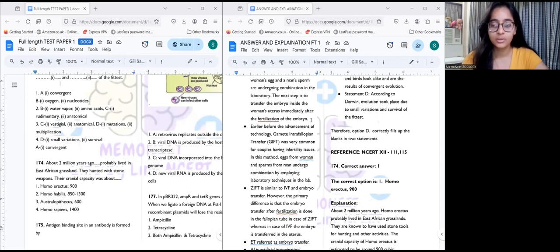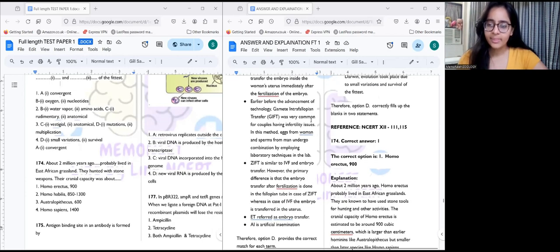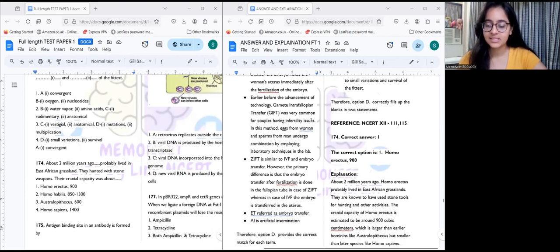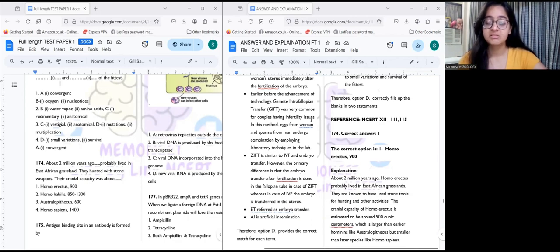So 2 million years ago, who lived? Homo erectus lived where? In East African grasslands. And they used to use stone tools for hunting and other activities. And the cranial capacity was 900 cubic centimeters. 900 cubic centimeters. Okay. So now the answer is option number 1.